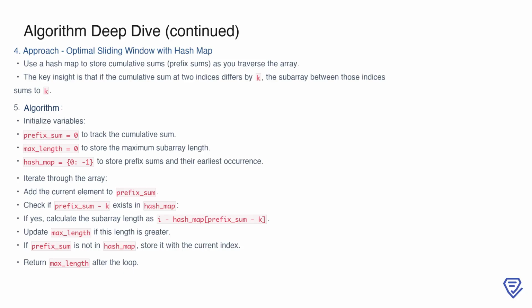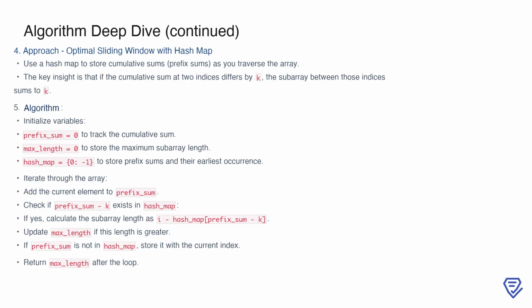The key insight here is that if the difference between the cumulative sums at two indices equals k, then the subarray between those indices sums to k. Here's how the algorithm works. Start by initializing a prefix_sum variable to track the running total, a max_length variable to store the maximum subarray length, and a hash map with an initial entry of 0, -1, to account for subarrays starting at the beginning of the array. As you iterate through the array, update the prefix sum by adding the current element.